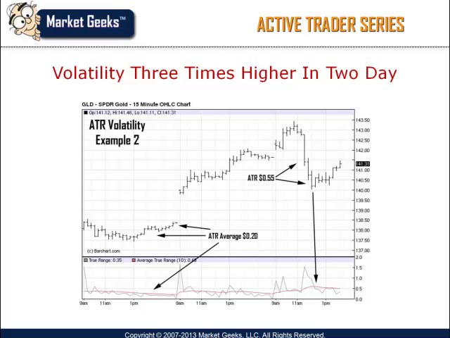Similarly, notice this chart of GLD, which is an ETF designed to track the gold market. This 15-minute chart demonstrates how the average trading range jumps from 20 cents to over 50 cents in one trading day. Many traders use the trading range to determine their stop loss placement. Imagine if your stop loss level was based on a 20-cent range when the market is trading at a 50-cent range.